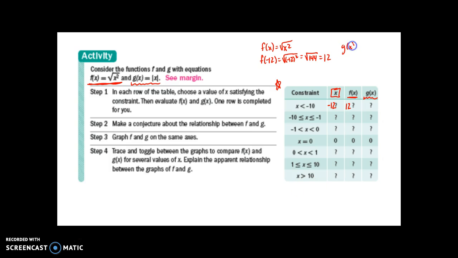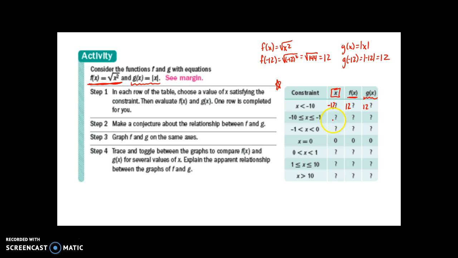We said the g of x function is the absolute value of x, and so if I do g of negative 12, we just reviewed that the absolute value of any number is going to be positive because it's the distance from 0. So g of x is also positive 12. Take a minute and go through and fill in the table.